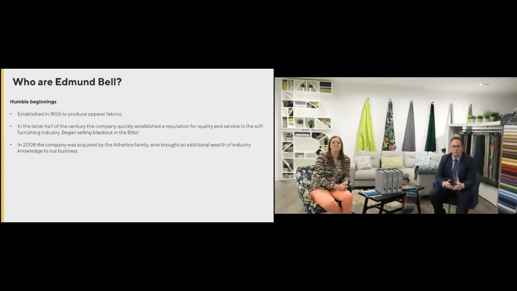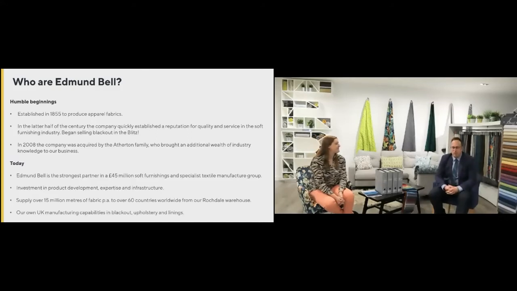Yeah, so the business was bought in 2008 by the Atherton family as part of a wider group of businesses, and the infrastructure around those businesses allowed us to develop into this contract expert business in terms of fabric. So we've gone from a commodity-based, high volume, low price product into this massive range of decorative fabrics that we now have around us.